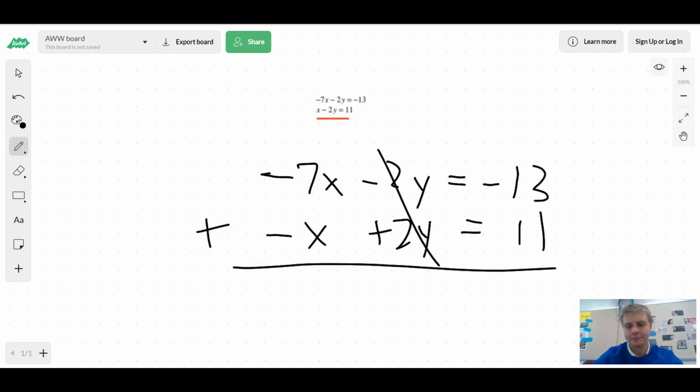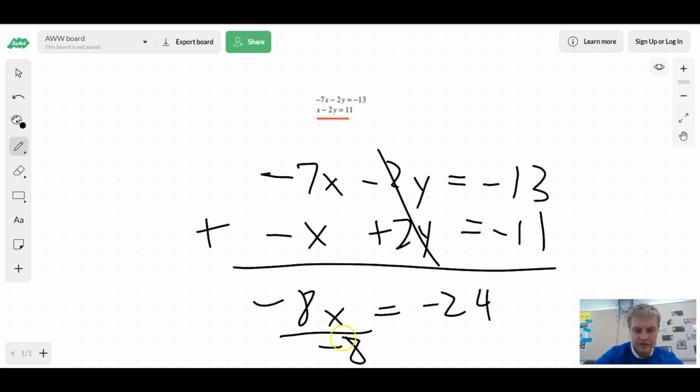So that's going to cross out. That's going to give me negative 8x, and this would give me negative 2. Oh, whoops. That would also be negative since I had to switch all the signs, so that would be negative 24. Then I would divide both sides by negative 8, and that's going to give me x is equal to 3.